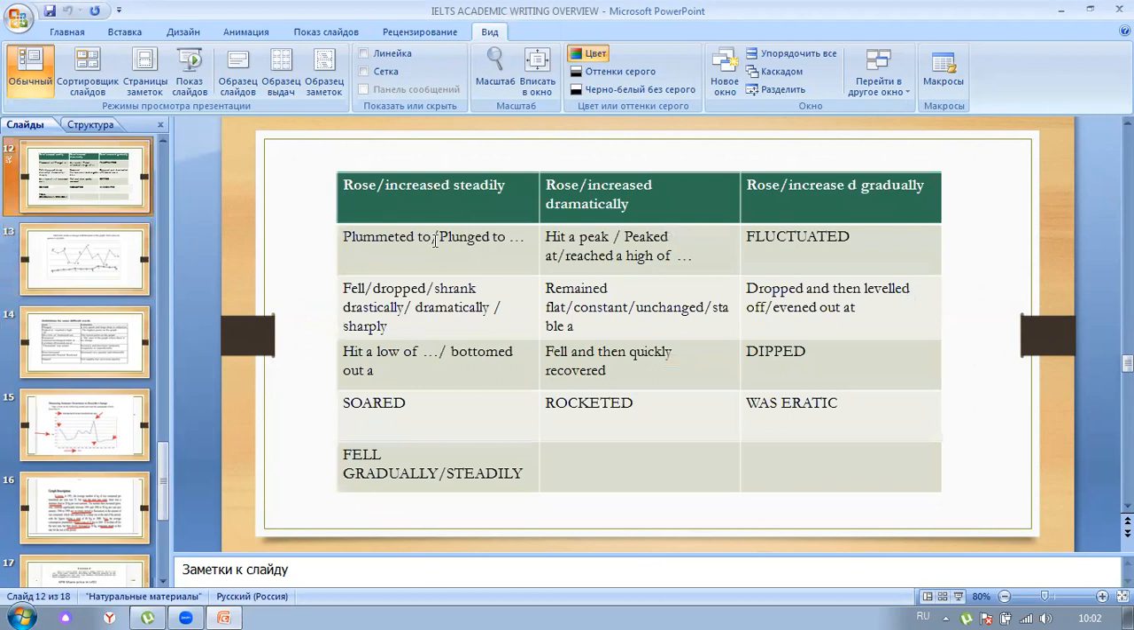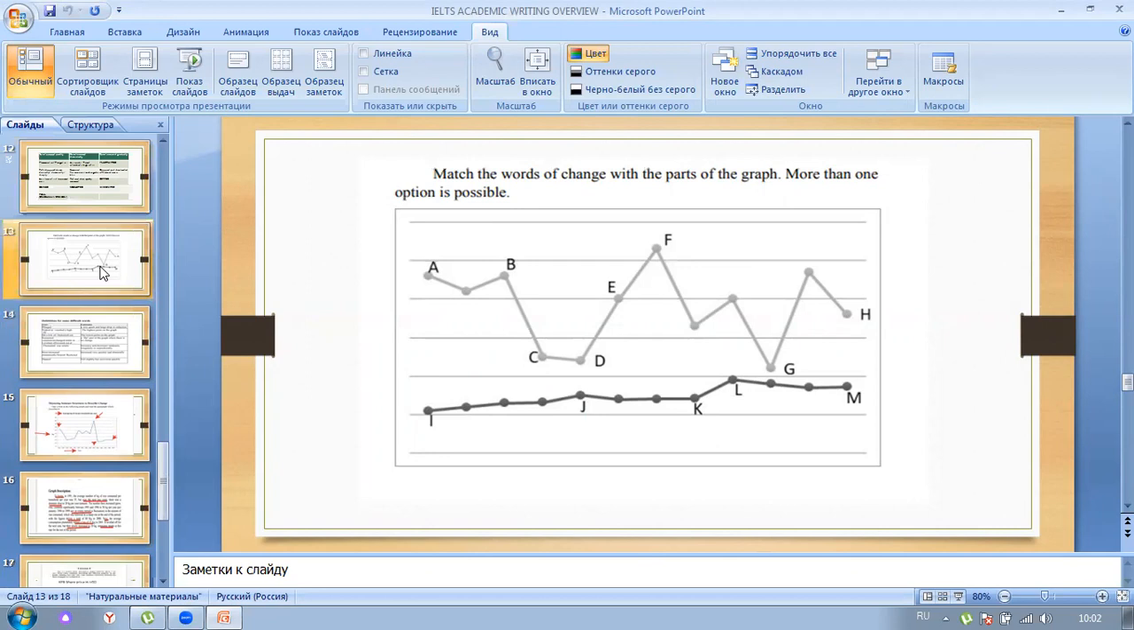Rose, increase steadily, plummet, hit a peak, or peaked at, reach, remain constant, hit a low, fell and then quickly recovered, rocket, soared, dip. Okay, everything. I hope you guys learned them by heart or wrote them down somewhere. You can find it later. And I also gave you a task to finish these two graphs at home, and today we are going to continue.